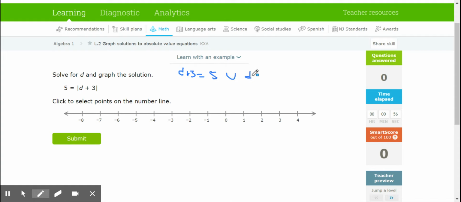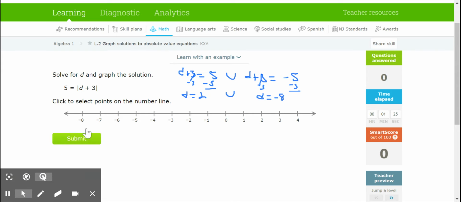Or the d plus 3 could have simplified to a negative 5 because the absolute value of negative 5 is positive 5. So we'll solve each side accordingly. So subtract 3, that cancels, and this is going to be d is equal to 2, or d is equal to negative 8. Okay, so we've got negative 8's got to be a point, and positive 2 has got to be a point.